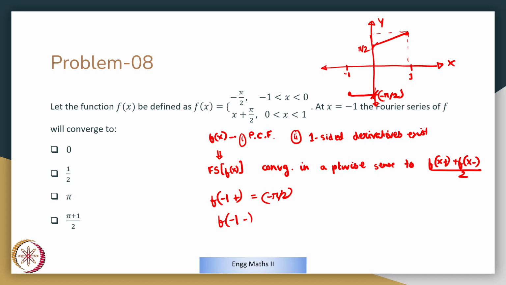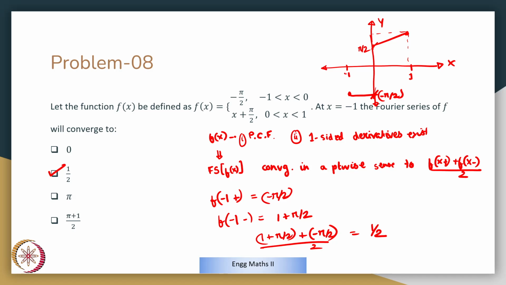So if f of x is being modeled by a Fourier series, this would essentially look at it like a periodic function, and therefore f at minus 1, if we want to look at the value coming from its left-hand side, it's essentially the value at the other limit, which is 1 plus pi by 2, and therefore our Fourier series would converge to (1 plus pi by 2 plus minus pi by 2) whole by 2, which is nothing but half.